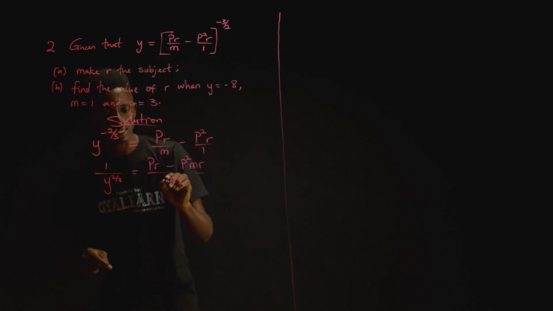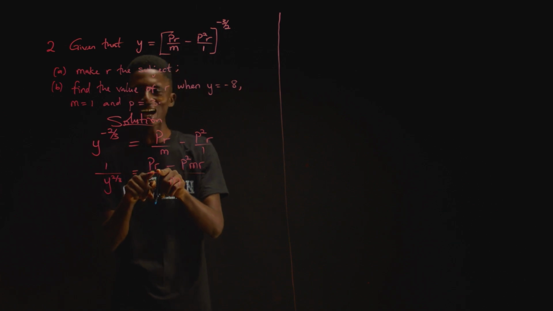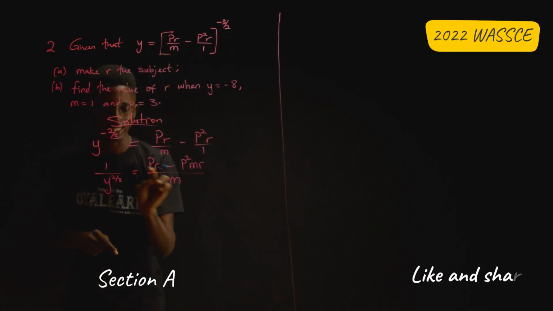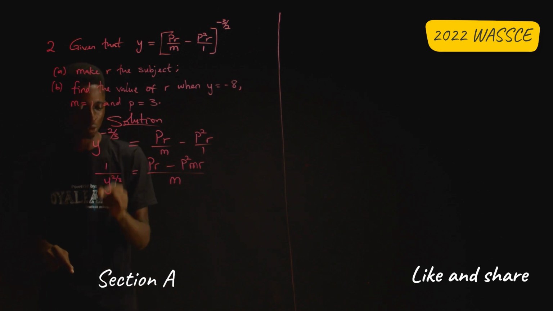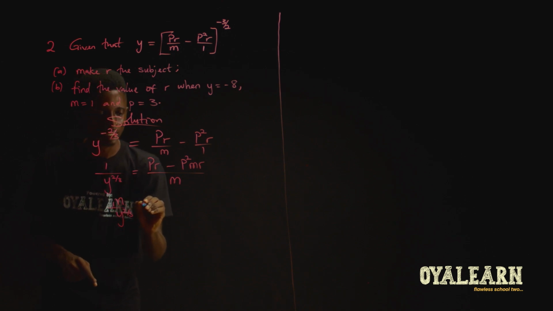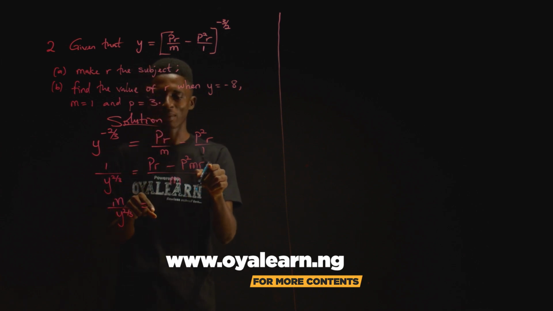Now from here, we can easily take m to this side. Recall that we are trying to make r the subject of this formula, right? So we can take m here. So when we take m to this point, we would have it as m over y raised to the power of 2 over 3 equals, now what we have left is pr minus p squared m and r.